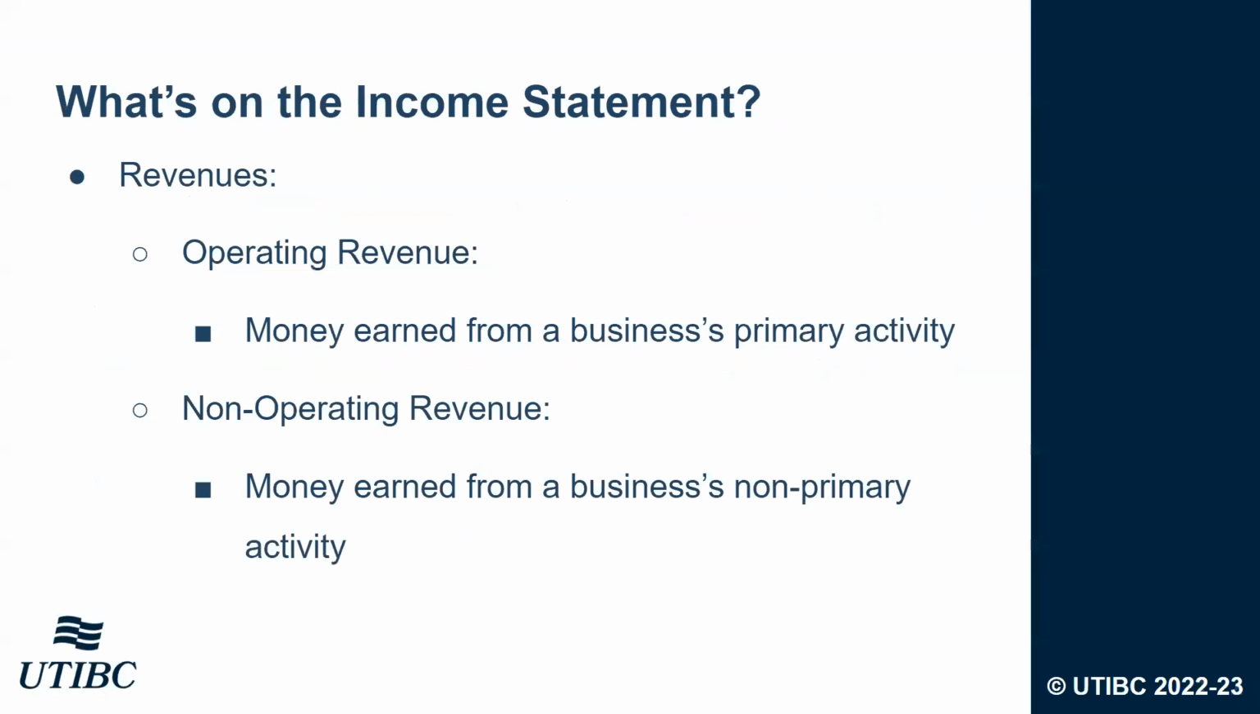So what's on an income statement? The first element on an income statement is the firm's revenue. Revenue can be broken down into operating revenue and non-operating revenue. So operating revenue is revenue that comes from the firm's primary business. This is what you normally think about when people talk about revenue. Examples of operating revenue include Apple selling iPhones, Microsoft selling Office 365 subscriptions, or Facebook selling user data.